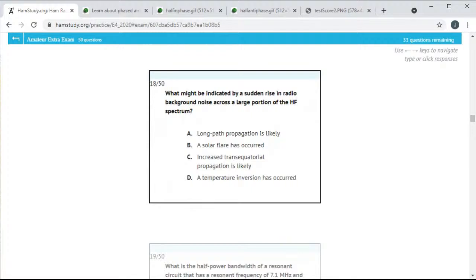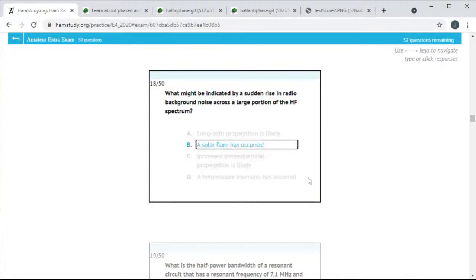What might be indicated by a sudden rise in radio background noise across a large portion of the HF spectrum? A, long path propagation is likely. B, solar flare. C, increased terrestrial propagation. D, temperature inversion has occurred. I believe it's a solar flare.